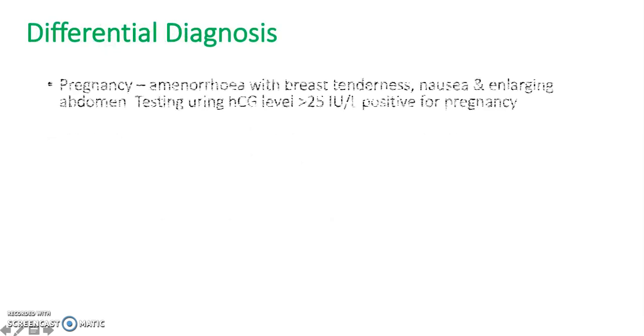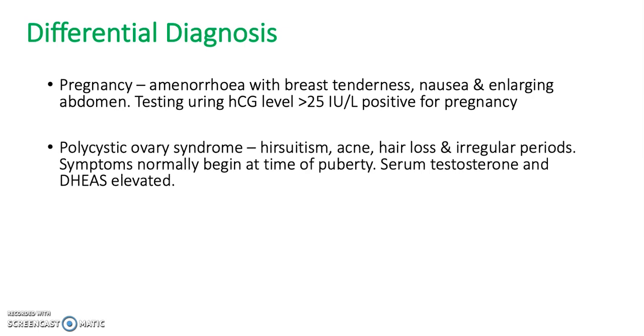Differential diagnosis. Pregnancy. Amenorrhea with breast tenderness, nausea and enlarging abdomen. You can differentiate this by testing urine HCG levels, which will be greater than 25 IU per litre, positive for pregnancy. Polycystic ovarian syndrome. This will also be associated with symptoms such as hirsutism, acne, hair loss and irregular periods. The symptoms normally begin, however, at the time of puberty, and serum testosterone and DHEAS levels are elevated.